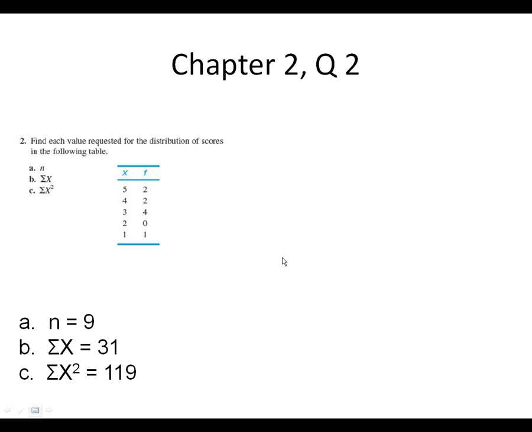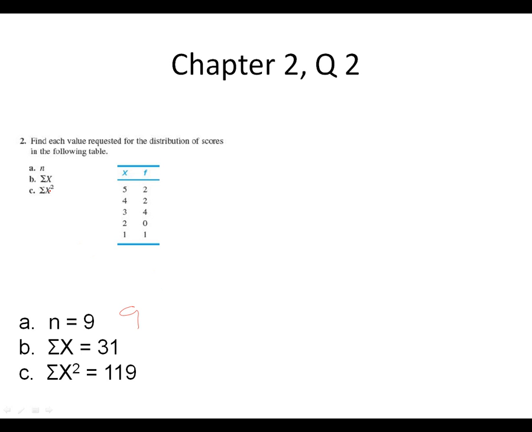Okay, so let's go ahead and take a look at Chapter 2, Question 2. First off, the question says find each value requested for the distribution of scores in the following table. And the first that we want to get is n. And of course, we get the n by simply adding up all the f's, or the frequencies. So 2 and 2 is 4, plus 4 is 8, plus 1 is 9. So the n is 9.